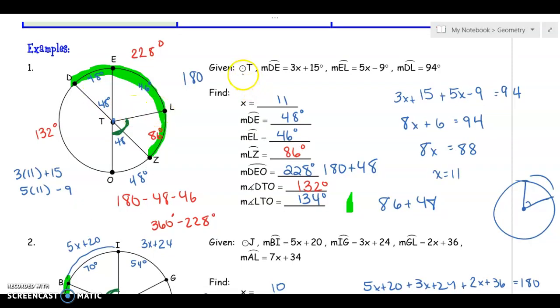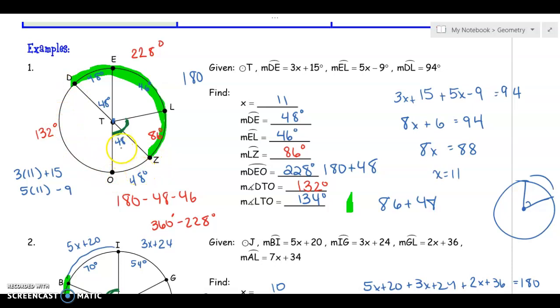If they tell you circle T, we know that T is the center. And so something like DZ would be a diameter. And that comes in handy when you're looking at something like this green arc here. That would mean that that arc has to be 180 degrees. Same thing with this other arc over here, D to Z, that arc would also be 180.